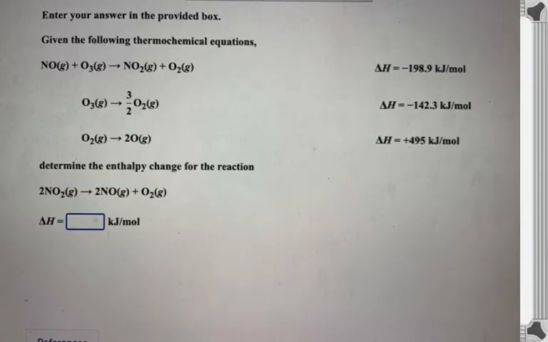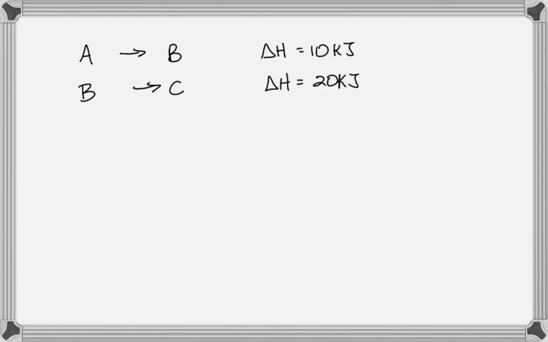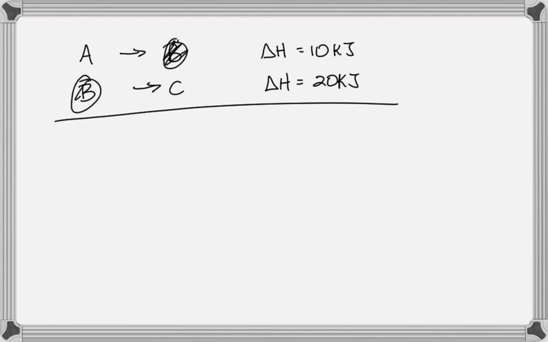Now, assuming you've watched a Hess's law video, I'm not going to assume that. Let me pretend that maybe you don't know anything about Hess's law, okay? So I'm going to come back to this in a second. Look, if A makes B, and the delta H for that is 10 kilojoules, and B makes C, and the delta H for that is 20 kilojoules, then if I added these two equations together, it's just like algebra. If you have the same thing on both sides of the equation, that can cancel out.